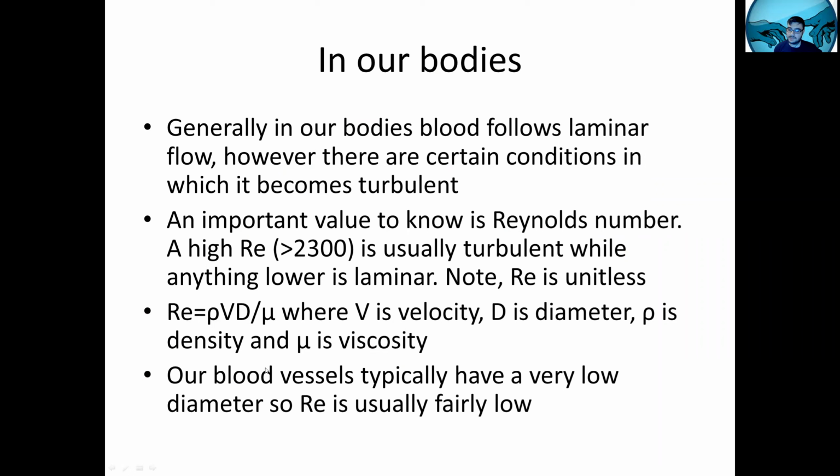Our blood vessels typically have a very small diameter, so the D is very low. And because of that, the Reynolds number is also usually fairly low, and you get mostly laminar flow. In things like our aorta, which is thicker, you may get turbulent flow in that one area, right?